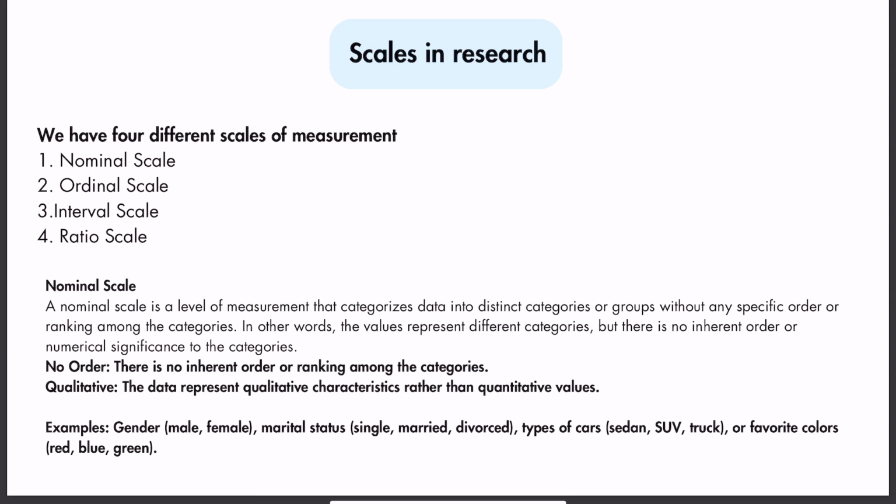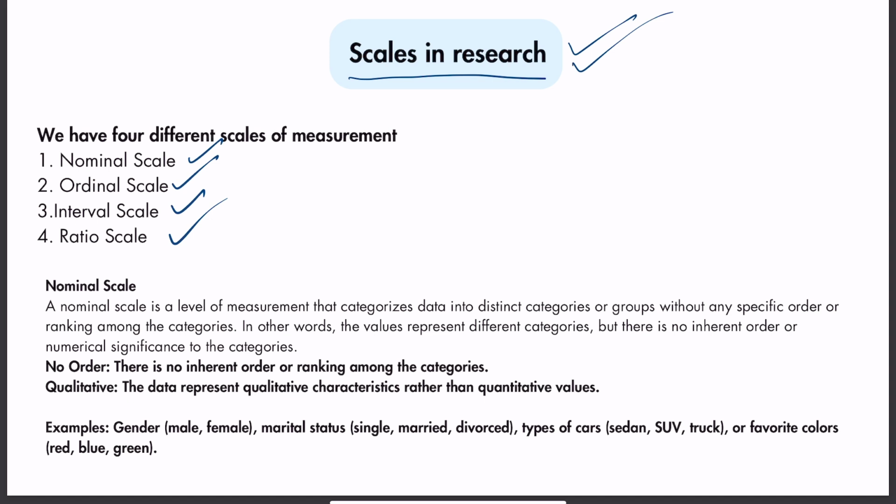Next, we have another very important term in research, and this is taught throughout Masters and UG: scales in research. We have four different types of scales of measurement: nominal, ordinal, interval, and ratio.